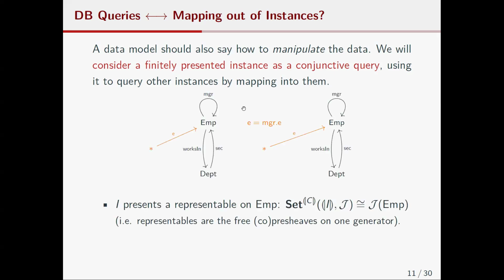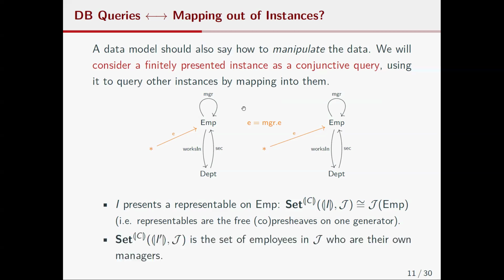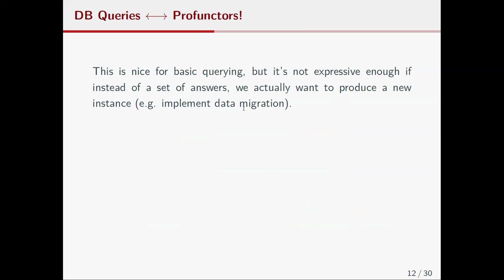And in this first example, it's presenting a representable, right? Like Ioneta says that representables are the free co-presheaves on one generator, quite literally. So the result of querying with this will just give me the set of all employees, if we're interpreting it that way. The second one will give you a filter on that. It will give you the set of employees who are their own managers. And this is good. This is intuitive. We can program with this, but it's not expressive enough, for example, in comparison to the data migration functors, because it really gives you a set as an answer, and you might want something more structured.